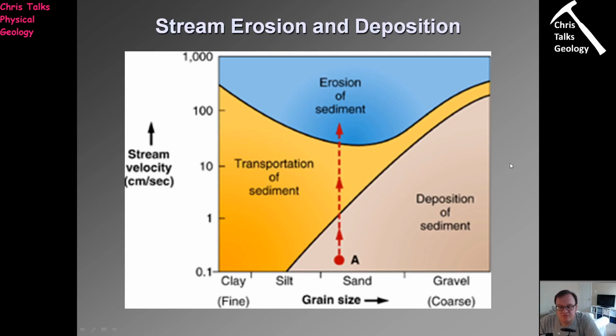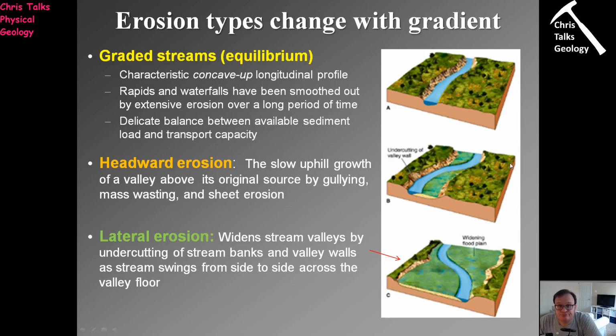So not really a huge shock there. You can probably work that one out for yourselves. So obviously we need to think about, well, how does a river actually erode?